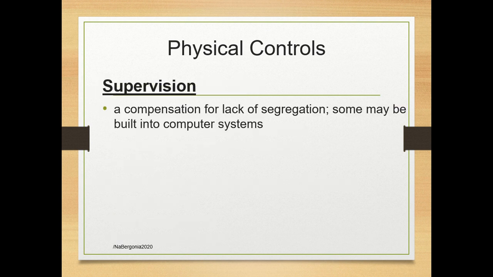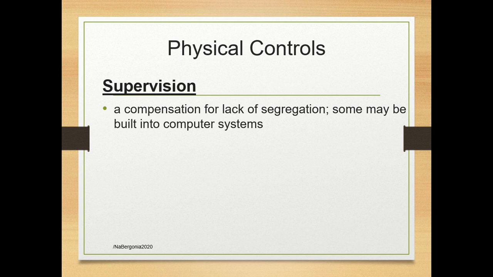Next would be supervision. So, a compensation of lack of segregation, some may be built into computer systems. Okay? So, pag pinag-usapan natin yung supervisions na yan, okay, so implementing adequate segregation of duties, as mentioned a while ago, requires the firms to employ a sufficiently large number of employees, di ba? Kasi the more task na makikreate kapag segregated yung duties. So in achieving adequate segregation of duties, often it should present difficulties in small organizations.